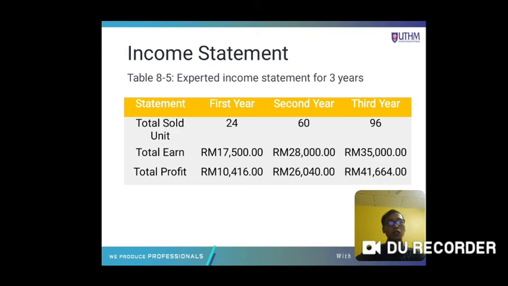And from that earning, we can assume our income statement for three years is as shown. For the first year it is 10,416, the second year 26,040 ringgit, and lastly for the third year 41,664 ringgit.